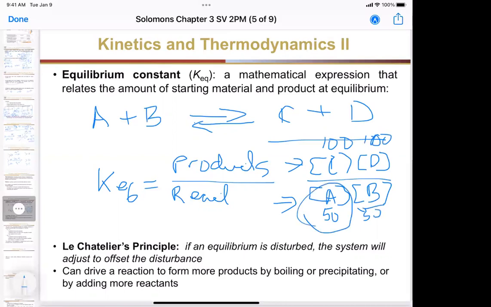You can add more of something and get more of the products. You're disrupting the system. Your equilibrium constant is based on where it would stop naturally, but you can perturb the system to drive it to products. One of the best ways to do this is, let's say one of your products here, let's say D, instead of a compound, is water. There's so much water in that solution and it won't go any further. Well, water boils at 100 degrees. We could boil it out of the reaction mixture.